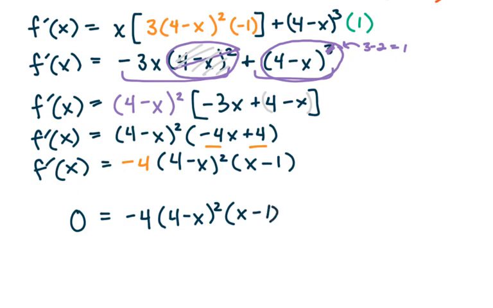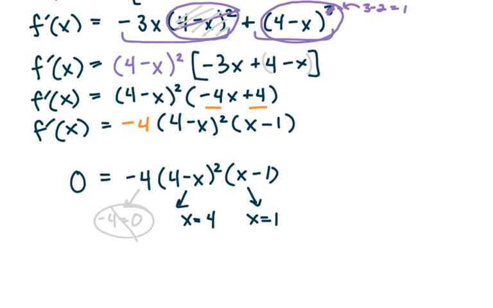And setting my derivative equal to 0, it's very easy for me to solve and see what my critical numbers would be. That first factor, negative 4 equals 0, can't happen, so I don't need to set that factor equal to 0. But for the other two, I'll get x equals 4 and x equals 1. And these are my two critical numbers.